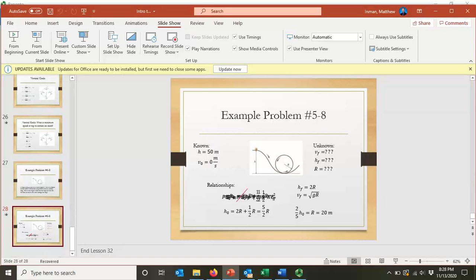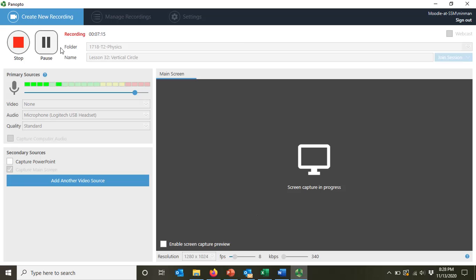So that kind of ends our lessons on circular motion and uniform circular motion. And that kind of wraps up our unit on uniform circular motion and centripetal force.